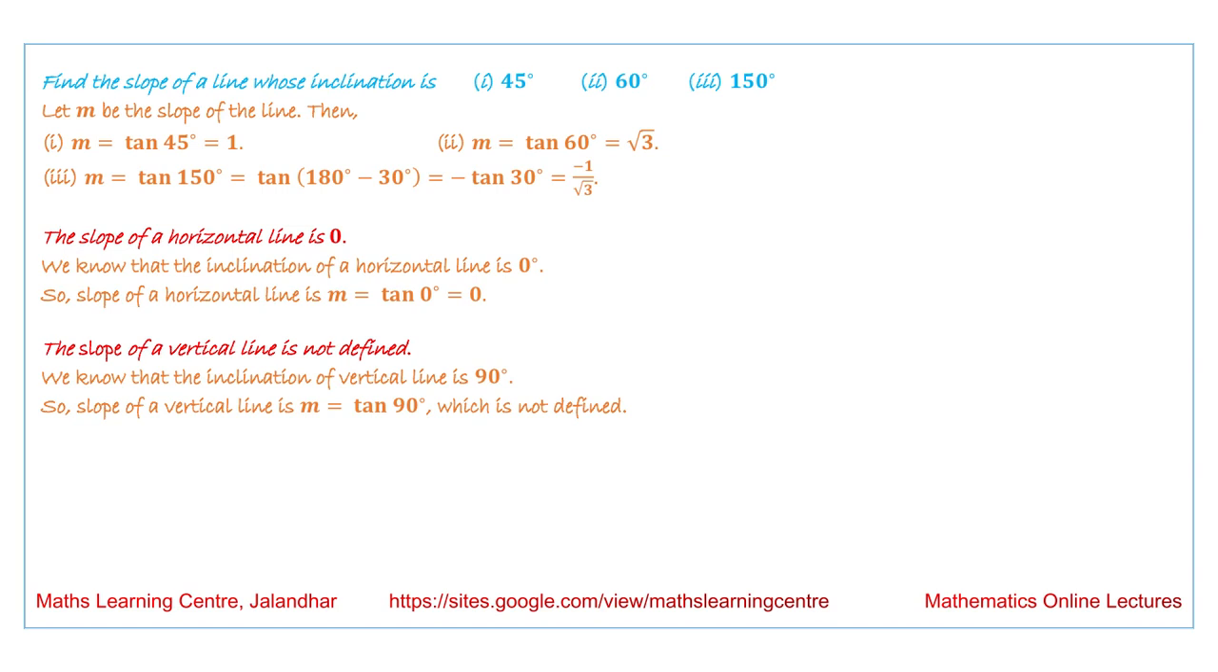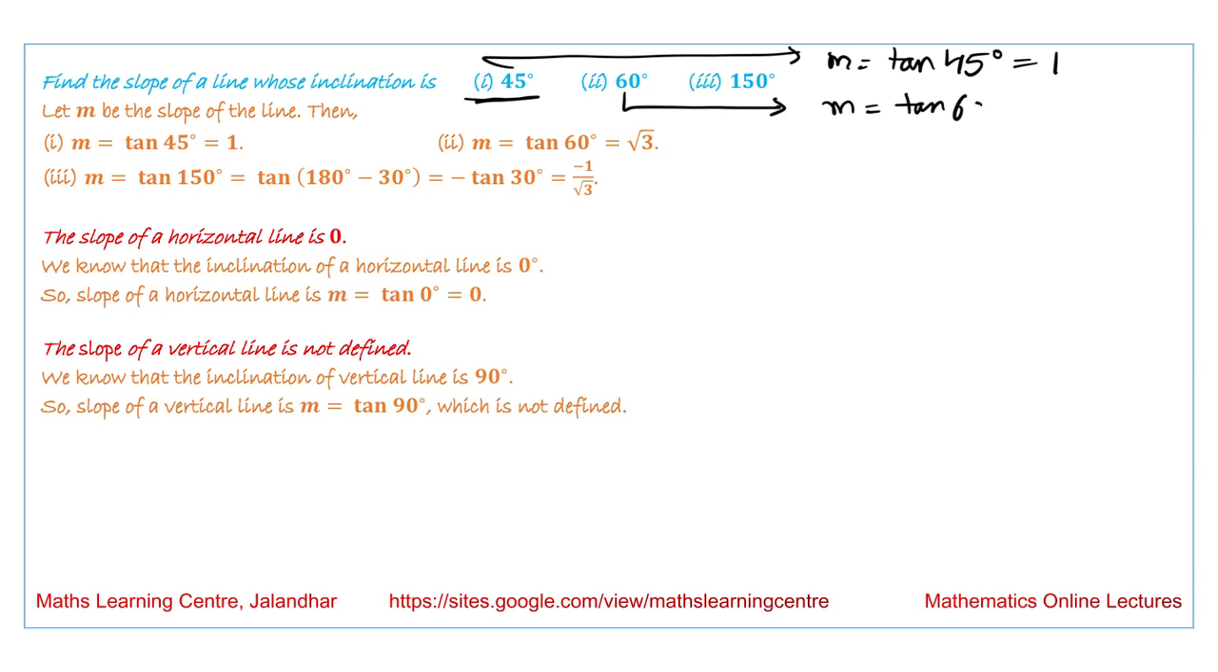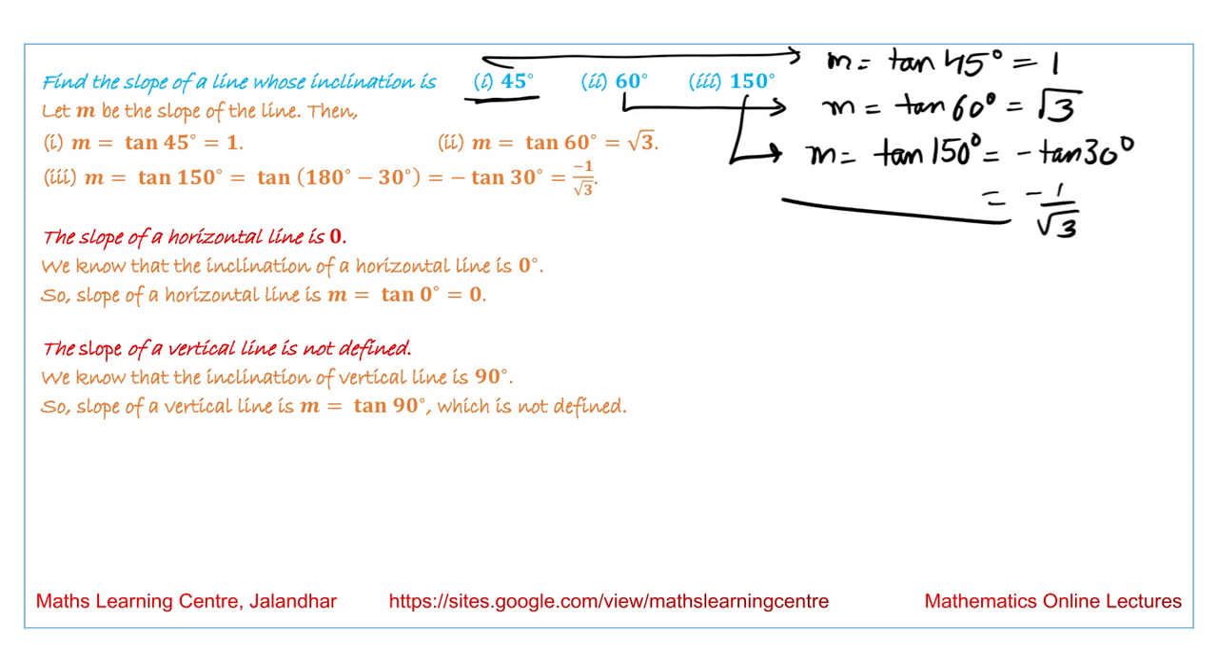First is, find the slope of a line whose inclination is 45 degrees. So the slope of this line, m, will be tan 45 degrees, that is equal to 1. Next we have 60 degrees. We are saying m is equal to tan 60 degrees, that is equal to square root of 3. Next we have m is equal to tan 150 degrees, and this value is equal to minus tan 30 degrees, so that is equal to minus 1 by root 3. So these are the slopes of these lines.